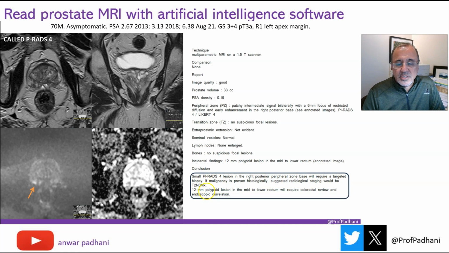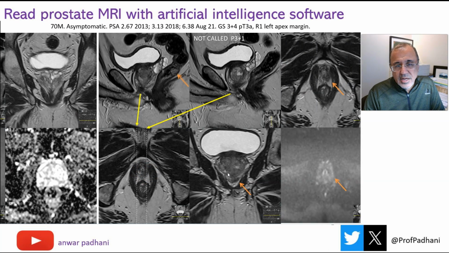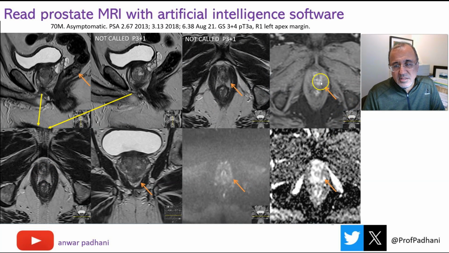He also mentions that there's a 12 mm polypoidal lesion in the lower rectum, which requires an endoscopic review. So the radiologist is obviously very happy because he's seen this lesion and he's seen this lesion, but he misses this lesion. So at the left apex here, there in fact is a small lesion, and on the dynamic contrast enhancement you can see it there, but it's not hyperintense on the high B value image. So this is a PSA DRE 3+1 essentially, and this was not called prospectively.